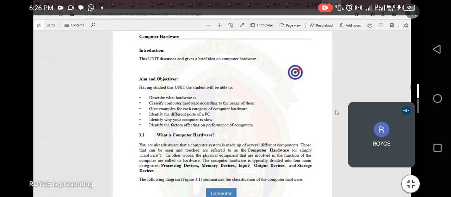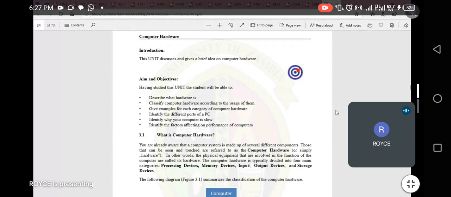I mentioned that we'll start looking at computer hardware, and for us to begin, I'm just going to go through the objectives so that we are aware of what exactly to get out of this unit, even as we learn. By the end of this unit, we should be able to describe what hardware is, classify computer hardware according to usage, and give examples of each category of computer hardware.